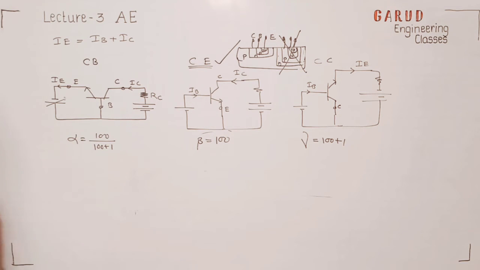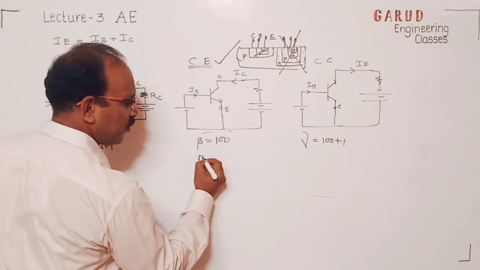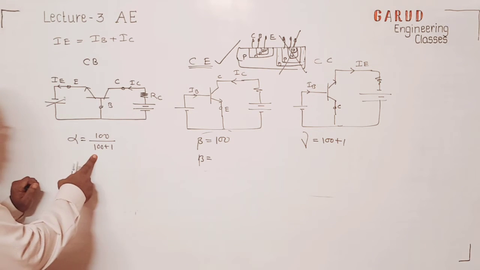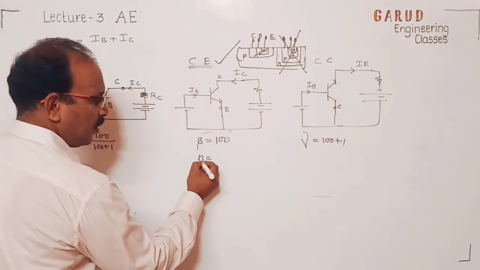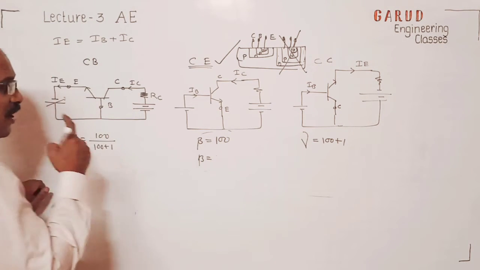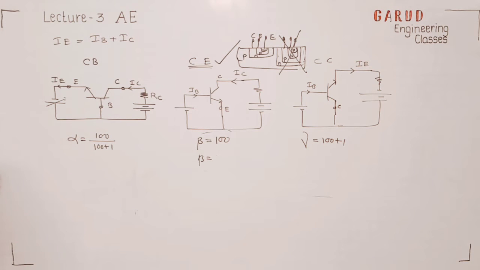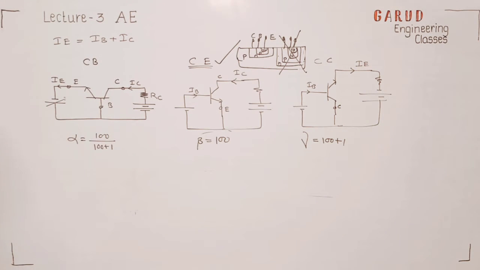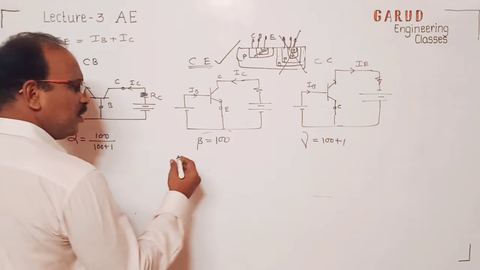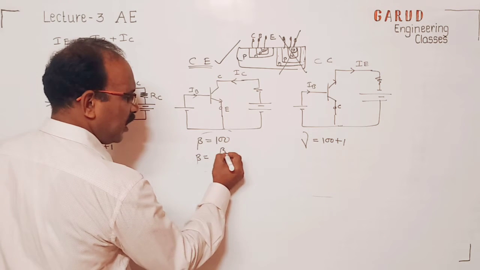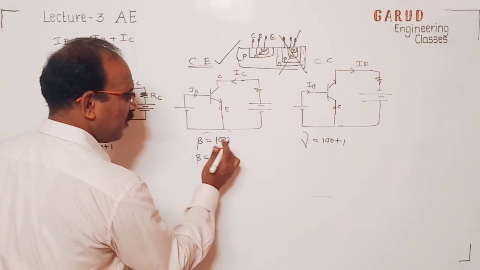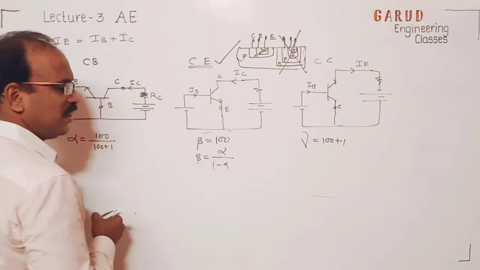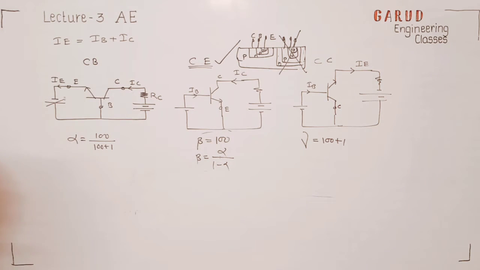Suppose you want beta in terms of alpha. Beta is greater than alpha, so exactly we have to make a reverse, like 1 divided by. Beta in terms of alpha has 1 minus something now. So beta equals alpha upon 1 minus alpha, like this. Correct? This was the formula.